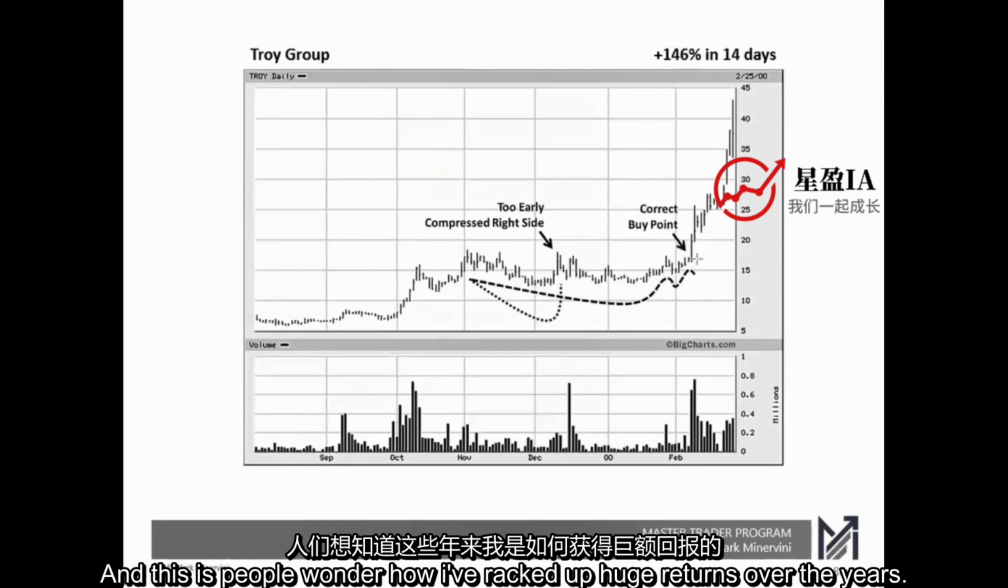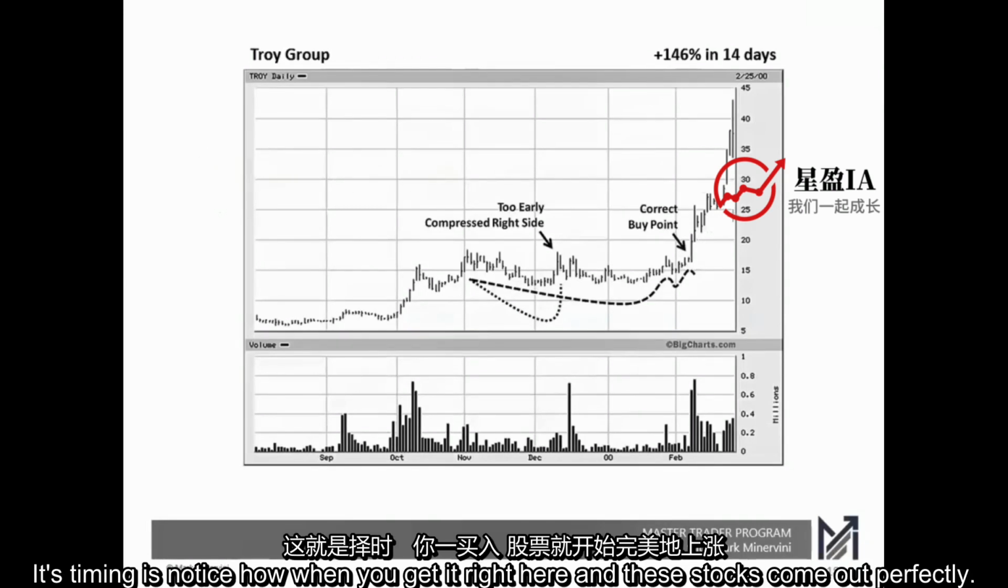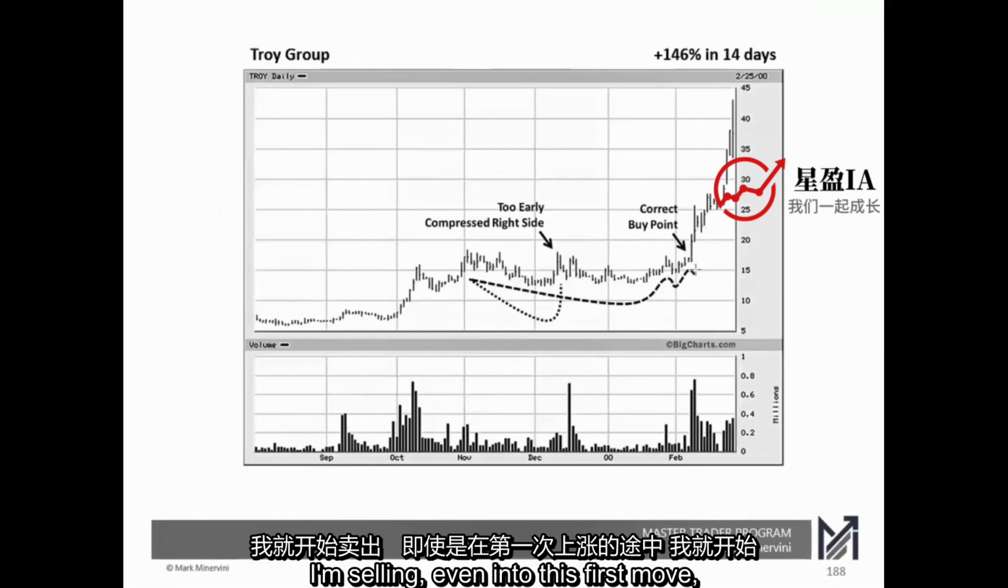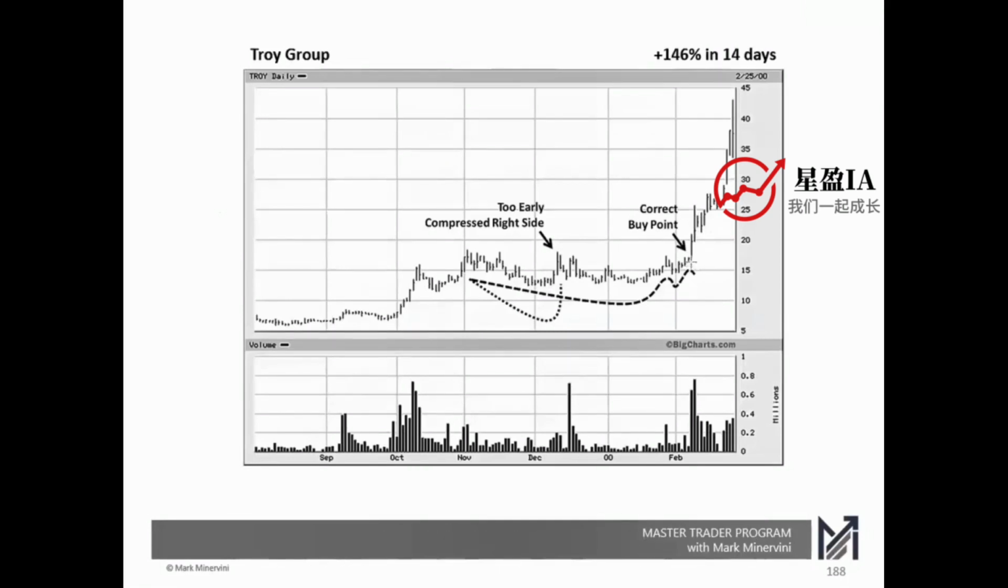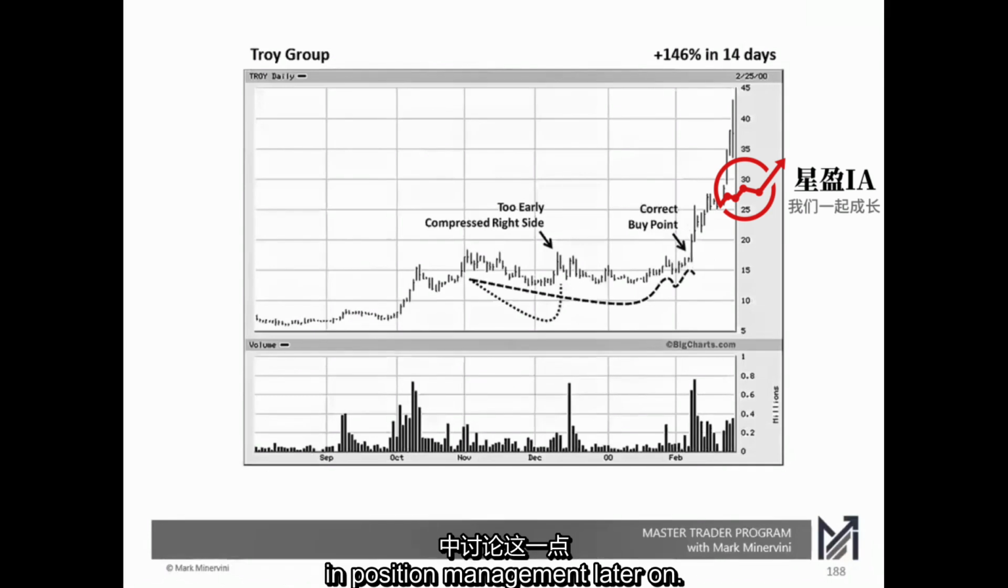People wonder how I've racked up huge returns over the years, and with low drawdowns. It's timing. You notice when you get it right here and these stocks come out perfectly, there's little downside. You're at a profit right away. The stock is off to the races, and even into this first move I might be selling some of my position, cushioning my downside. So I'm getting my cake and eating it too. I'm getting that big move, and I can take some of my profit, backstop my gain, and I'm free rolling the trade. We'll talk about that in risk management and position management later on.